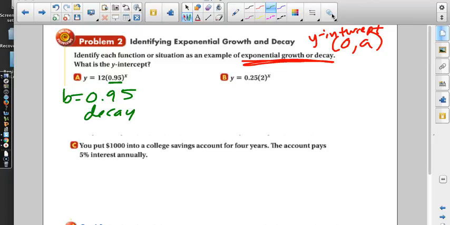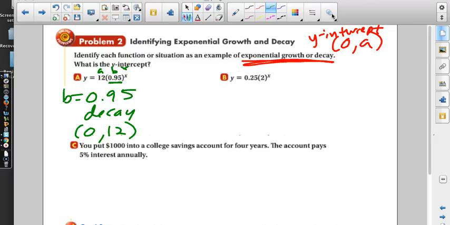In fact, they subtracted 5%. This 0.95 is 95%. We started with 100, we subtracted 5%, and we got 95. And then all we have to do is give them 0, A. Well, this is A times B to the X, so that's going to be 0, 12. There's the y-intercept.